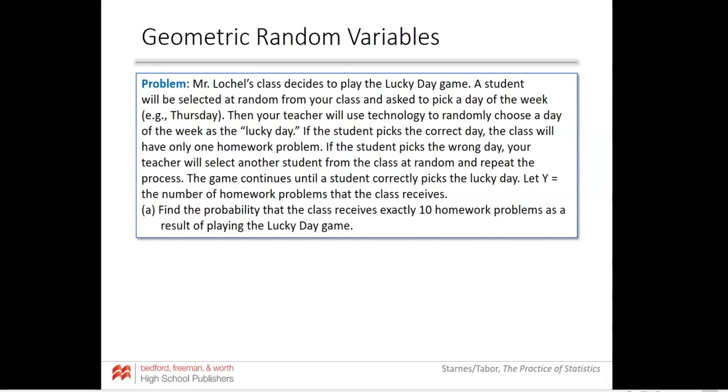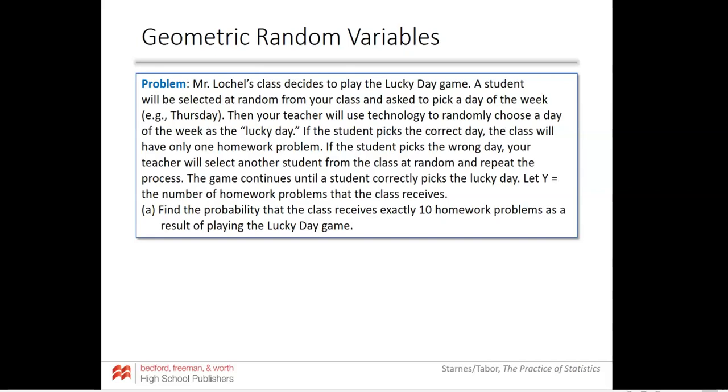So let's try this. Mr. Lochelle's class decided to play a lucky dart game. A student will be selected at random from your class and asked to pick a day of the week, for example, Thursday. Then your teacher will use technology to randomly choose a day of the week as the lucky day. If a student picks the correct day, the class will have only one homework problem.